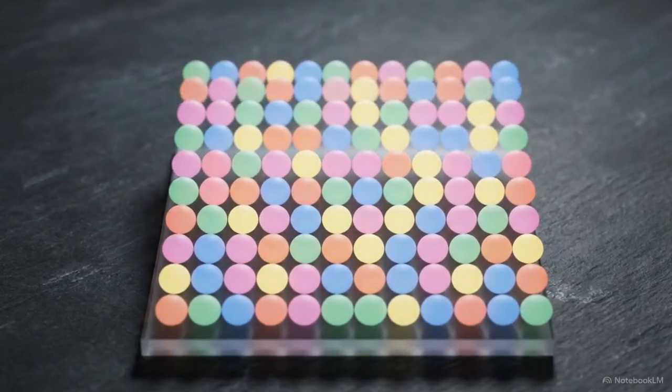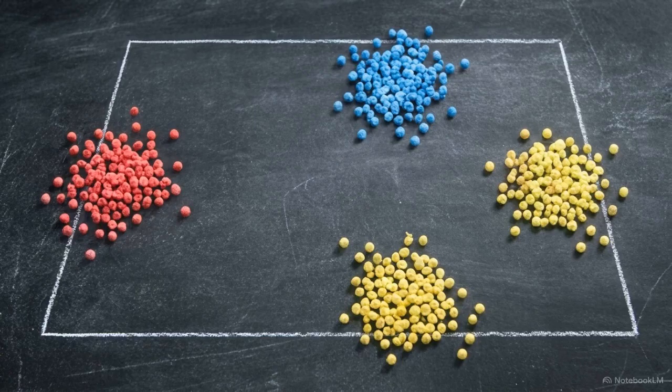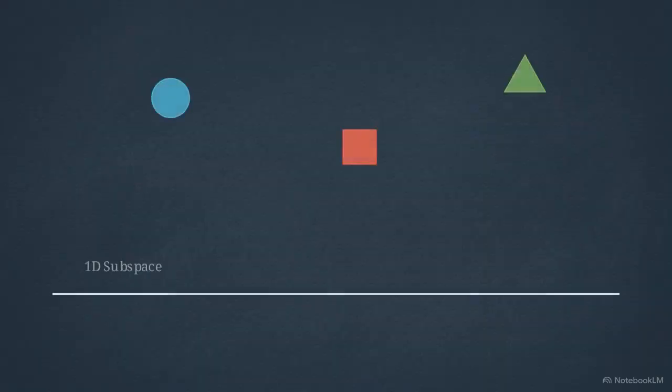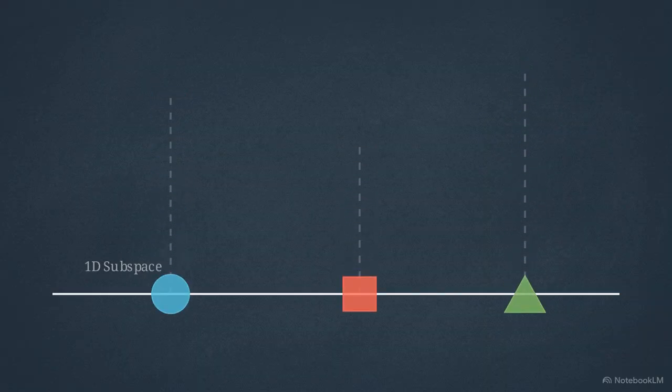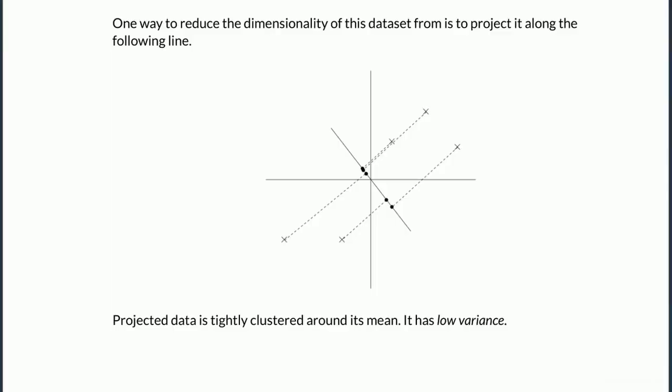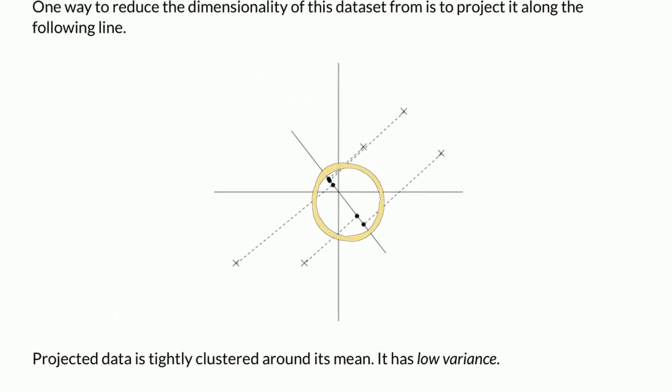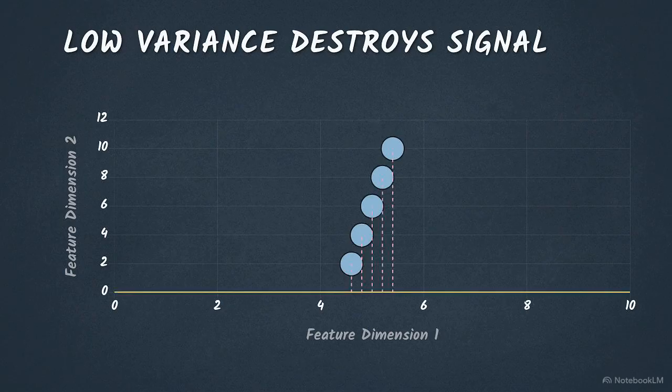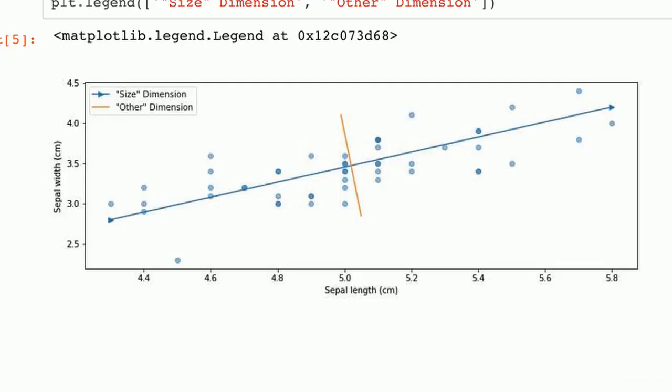The second philosophy focuses on the utility of the data points after they have been projected onto the lower dimensional plane. A projection is useful only if it preserves the distinctiveness of the individual data points. This diagram shows a failed projection. The axis chosen cuts across the natural shape of the data, forcing the points into a tight cluster near the origin. This tight clustering destroys the signal, making previously distinct data points indistinguishable from one another. Successful projections align with the longest natural spread of the data. Here, the blue size dimension preserves the distribution, while the orange other dimension collapses it.